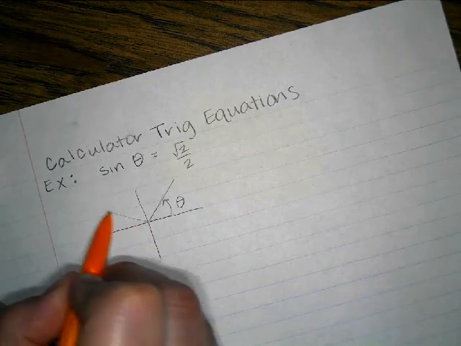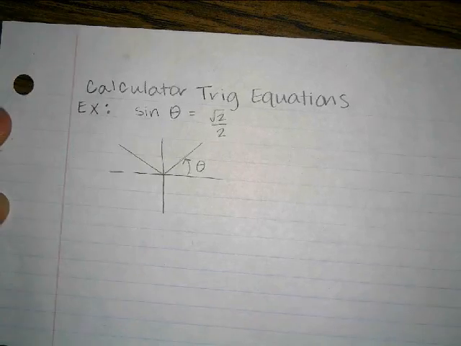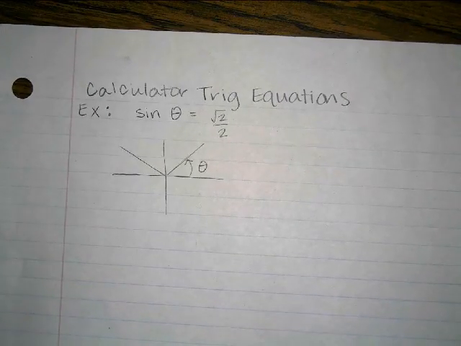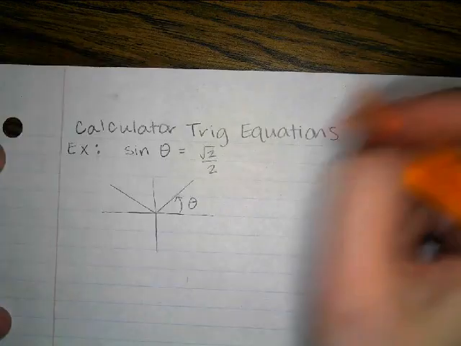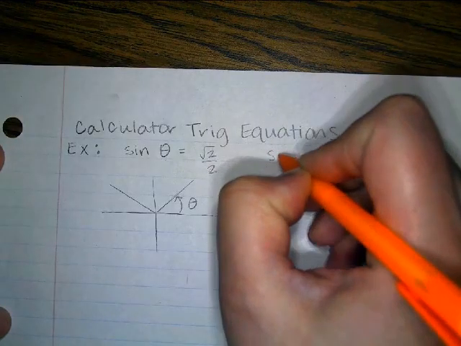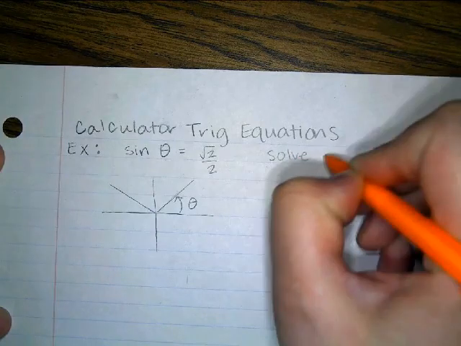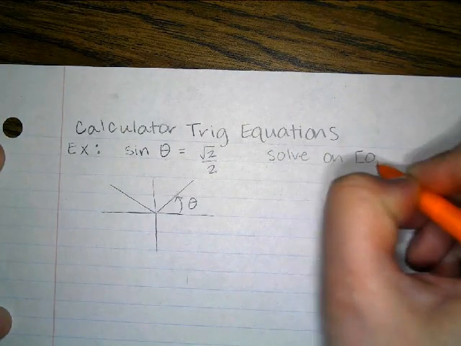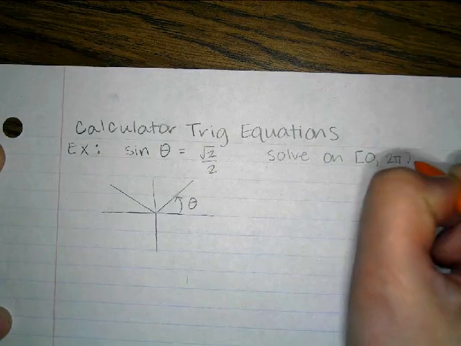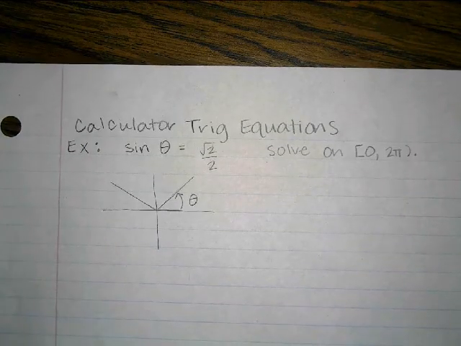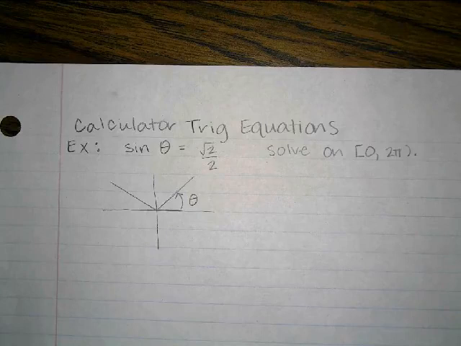Okay? So I'm going to show you how this works if we were doing it on a calculator, because if we were doing it on a calculator, we know that there should be two answers. I'm going to write some instructions over here. We're going to say solve on 0 to 2 pi. So if the instructions say solve on 0 to 2 pi and we're using a unit circle, that's easy. All I have to do is use my eyes to look at the unit circle, and I can clearly see there are two answers.